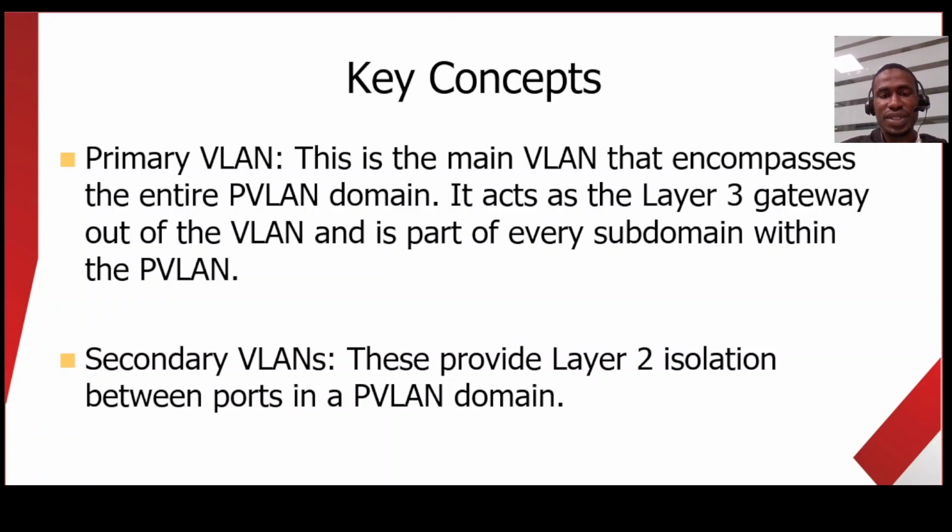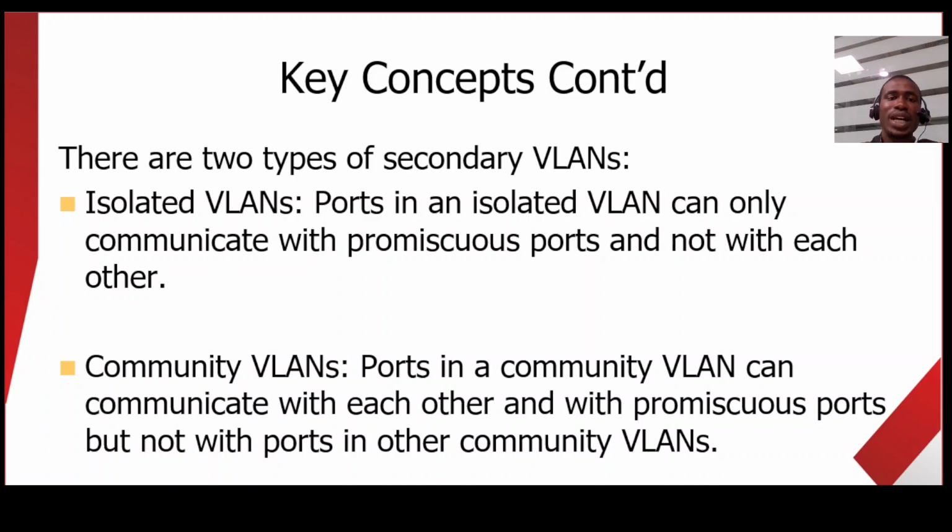Then we also have secondary VLANs. These provide layer 2 isolation between ports in a private VLAN domain. We have two types of secondary VLANs: the isolated VLANs and the community VLANs. Ports in an isolated VLAN can only communicate with promiscuous ports, not with each other. So VMs or servers referencing the isolated VLAN can't communicate with each other even though they are within the same VLAN.